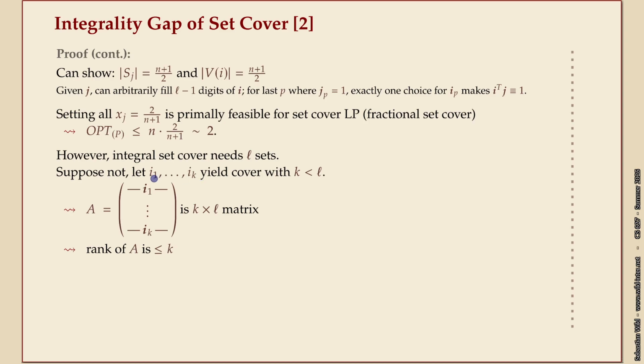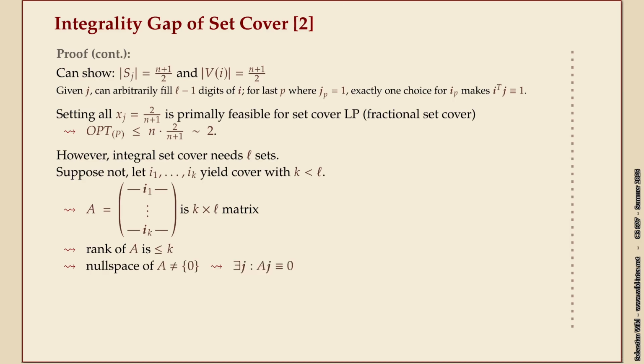of, say, I mean, all the sets correspond to some numbers. So say these are the numbers I1 up to ik. I'm going to write these as row vectors in a matrix. So that's a k times L matrix then. It has k rows for the k numbers, and the columns are the digits. Because it's a k times L matrix, it cannot possibly have rank L. It has to have rank at most k.